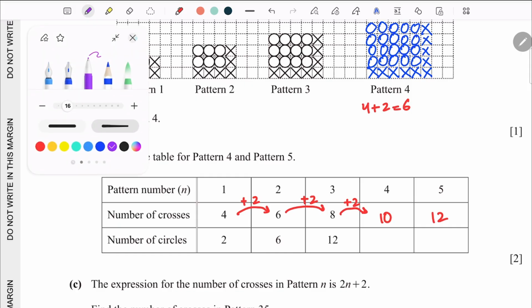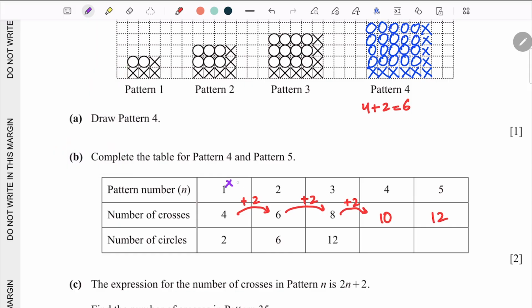If I analyze the pattern, I'm going to see that 1 times 2 is 2, 2 times 3 is 6, 3 times 4 is 12. So 4 into 5 and 5 into 6. 4 into 5 is 20 and 5 into 6 is 30.